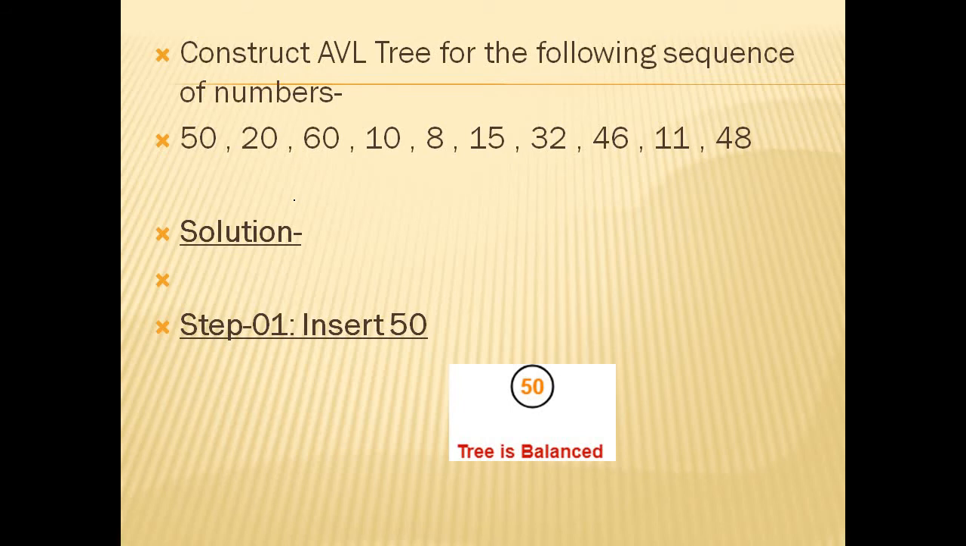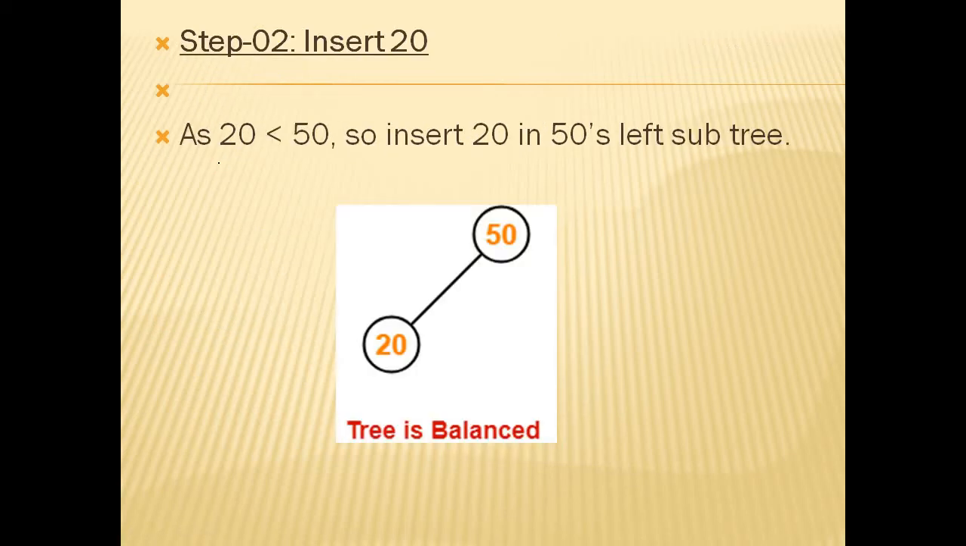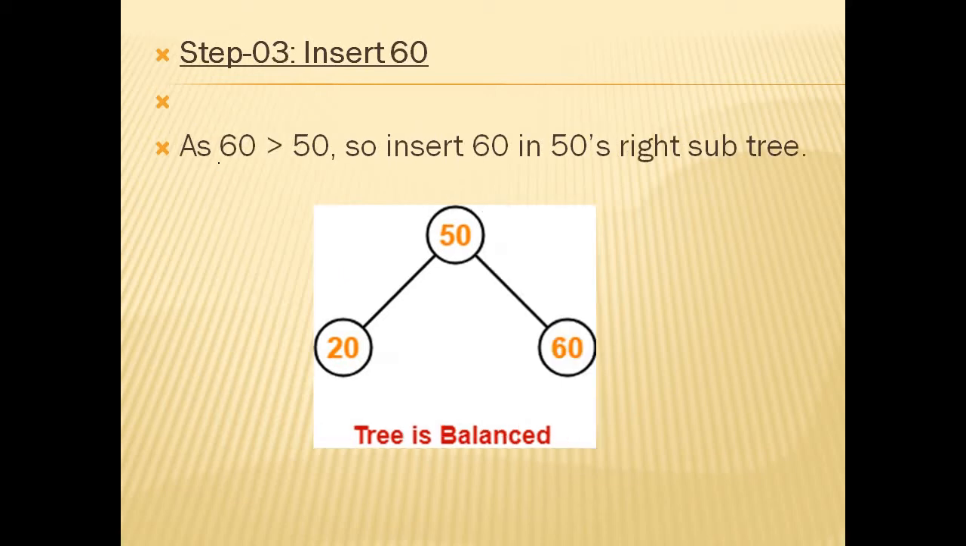We need to construct an AVL tree for the elements 50, 20, 60, 10, 8, 15, 32, 46, 11, 48. First we consider the first element as the root, 50. The next element is 20. 20 is less than 50, so on the left-hand side I insert it. It is just a binary search tree. Next element is 60. 60 is greater than 50, so it comes to the right-hand side. And here the balancing factor will be 0 itself.